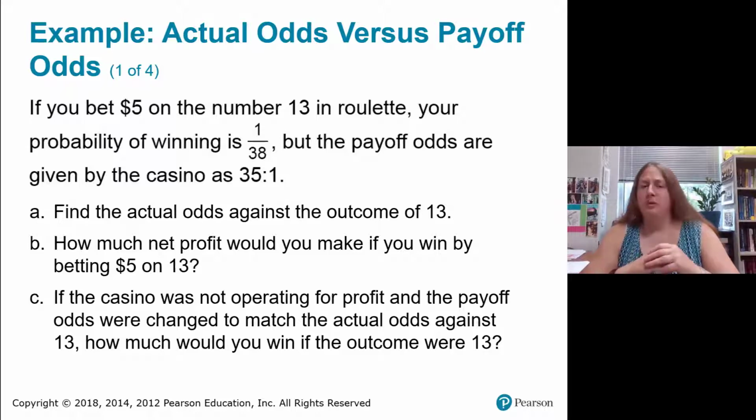This is important if you ever plan to gamble in your life. If you bet $5 on number 13 in roulette, your probability of winning is 1 out of 38. Not great odds. But the payoff odds that the casino gives are 35 to 1. So what are the actual odds against the outcome of 13? If the probability of winning is 1 out of 38, the probability of losing is 37 out of 38. So the probability that it's not 13 is 37 out of 38, and the probability that it is 13 is 1 out of 38.